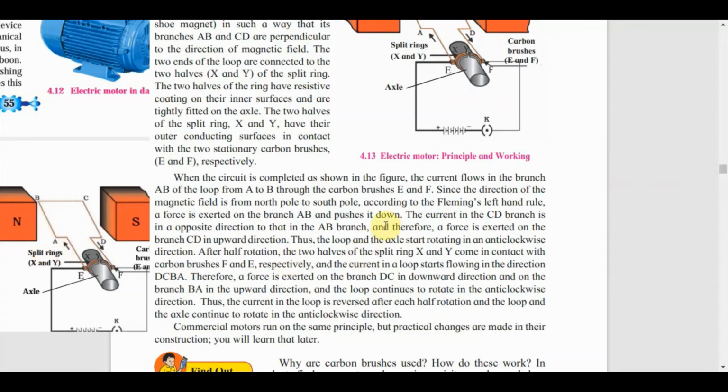Okay, so the current in the CD branch is in the opposite direction to that of the AB branch, and therefore a force exerted on the branch CD is in the upward direction. So I hope it is clear to you where you have a downward direction and where you have an upward direction. So AB will experience a force in the downward direction, and CD will experience a force in the upward direction. Okay.